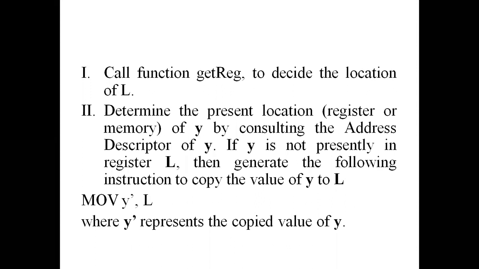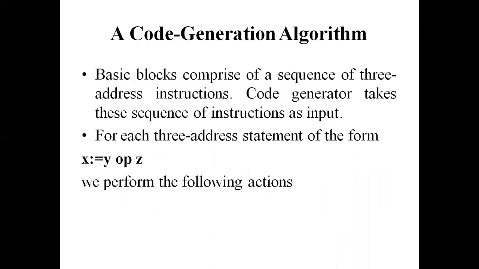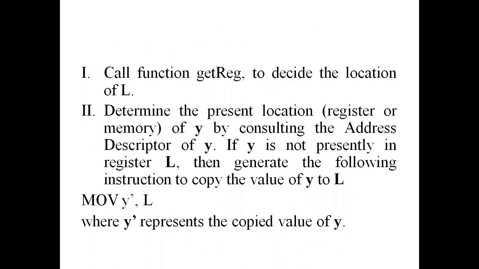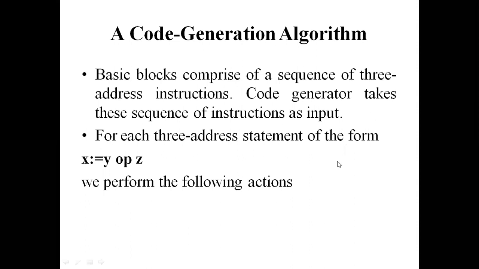First, initially we need to call the function, which is the getReg function. Then we need to decide the location L. After deciding the location L, we need to determine y and we need to determine the operator and z. And finally, whatever computation value we get here, that means after determining this part y op z, we then need to assign that to x, right?